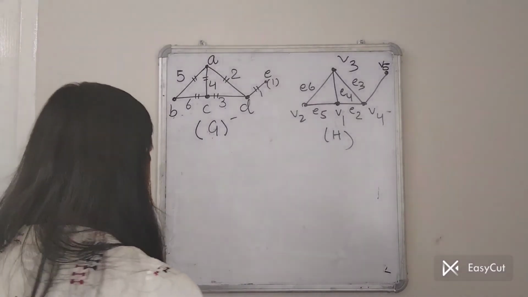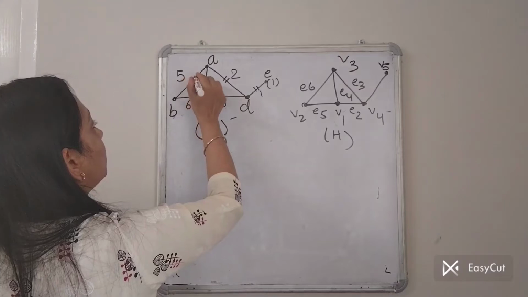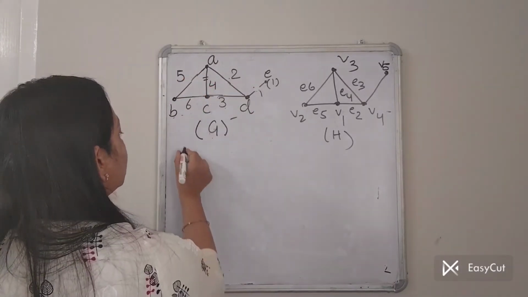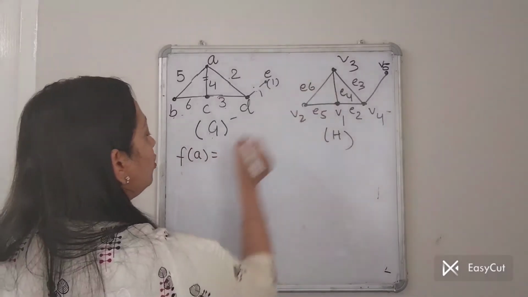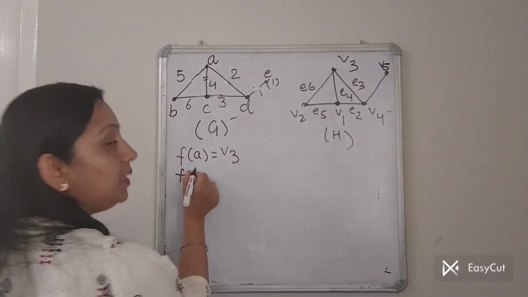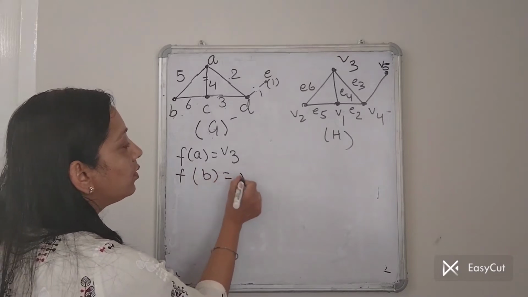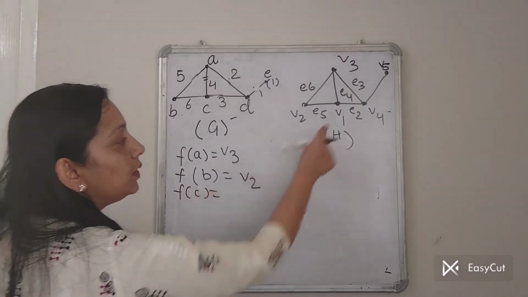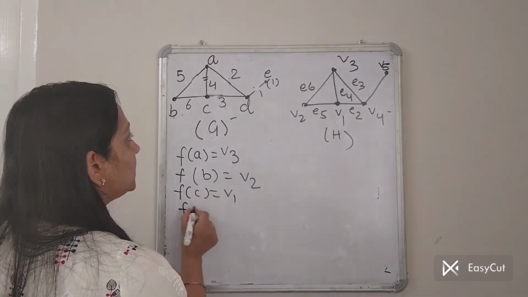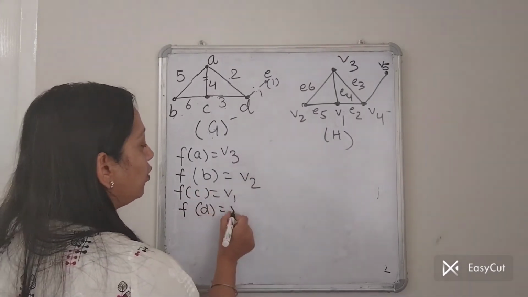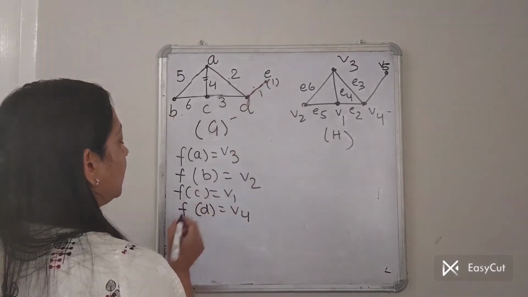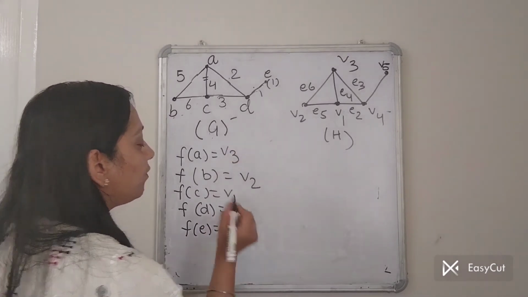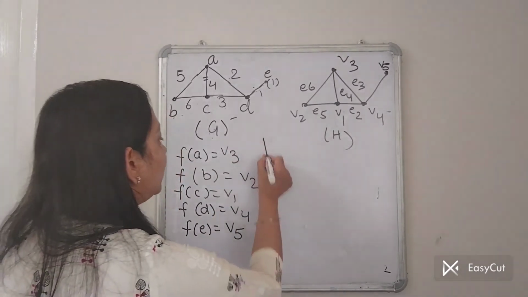If I look at the function mapping, vertex A can be mapped onto V3. Vertex B can be mapped onto V2. Vertex C can be mapped onto vertex V1. Vertex D can be mapped onto vertex V4. And vertex E can be mapped onto vertex V5. Now let's validate this mapping.